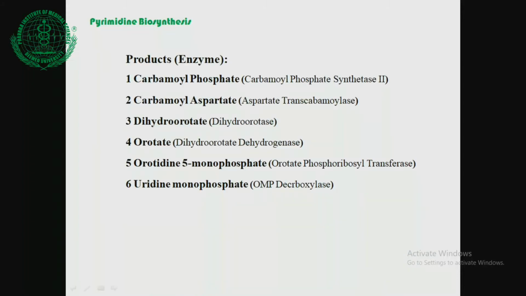This is a list of products, and in parentheses the effector enzyme have been put. The first product of pyrimidine biosynthesis is carbamyl phosphate. Second one is carbamyl aspartate. Next is dihydroorotate. Next is orotate. Next is orotidine monophosphate or orotidylate. And the final one is uridine monophosphate.